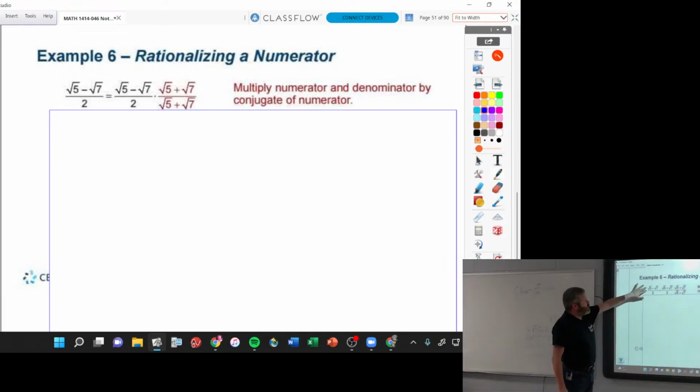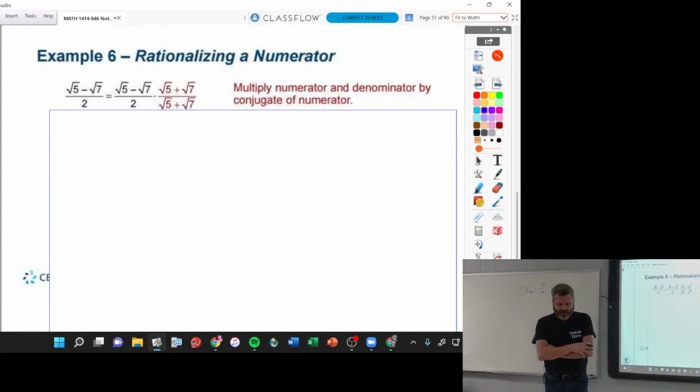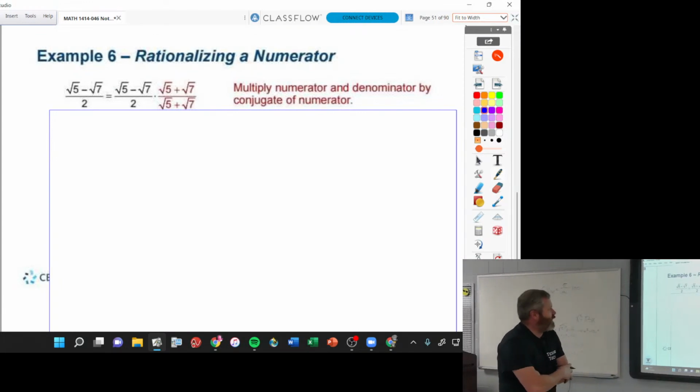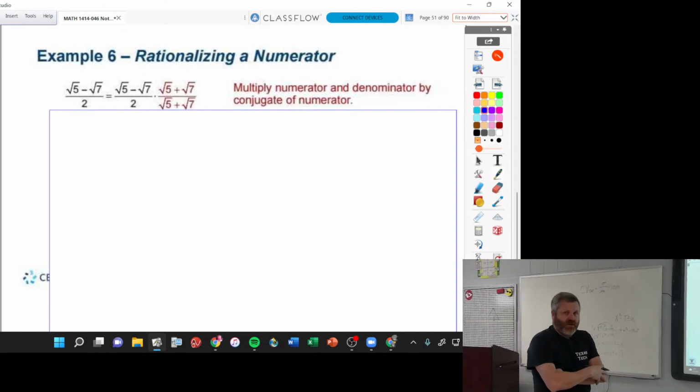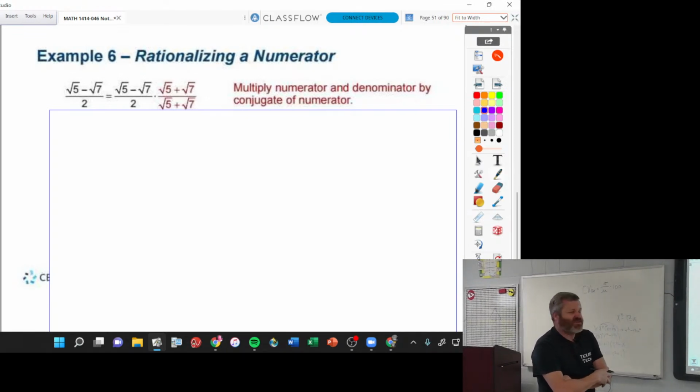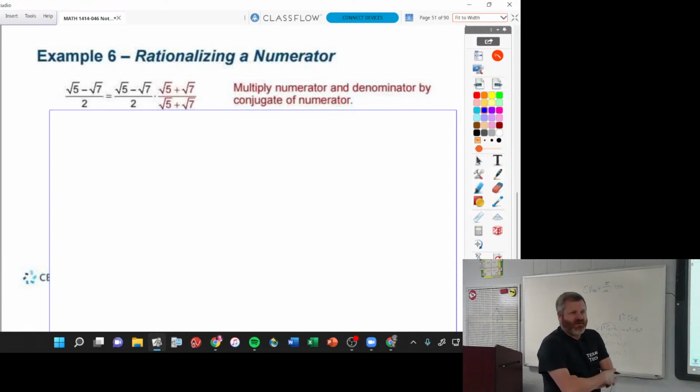So we started off with the square root of 5 minus the square root of 7 over 2. I want to point out something here. In this example, they're telling us to rationalize the numerator. After rationalizing the numerator, we will end up with a radical in the denominator, and that's okay, because for this problem they're telling us to rationalize the numerator. Think about it, folks: rationalizing a numerator and rationalizing the denominator are the same thing. They're just reciprocals of each other.